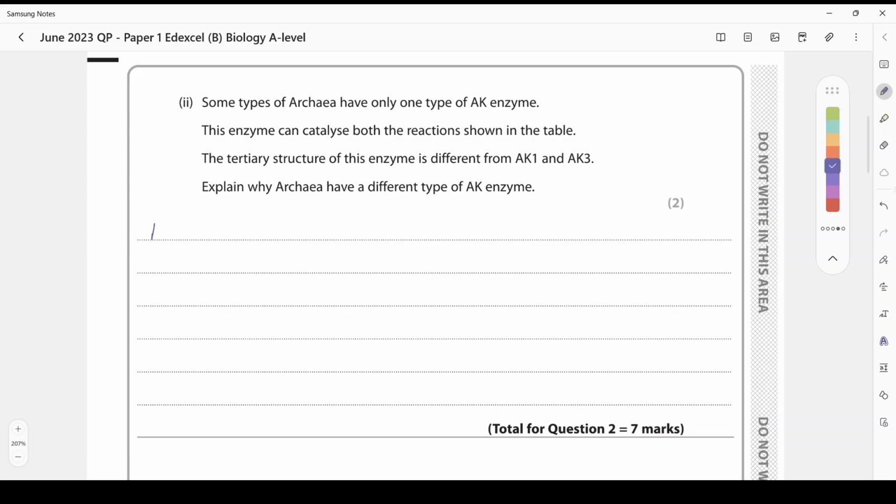So we can say Archaea do not have mitochondria, so they do not need two enzymes.